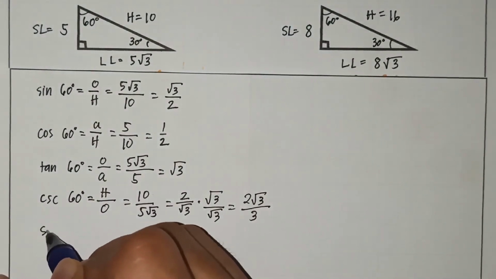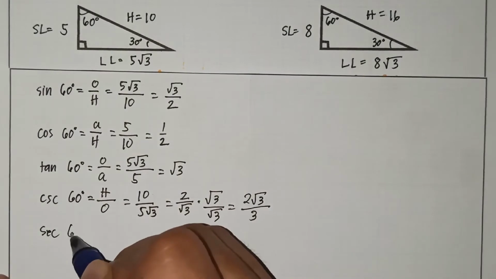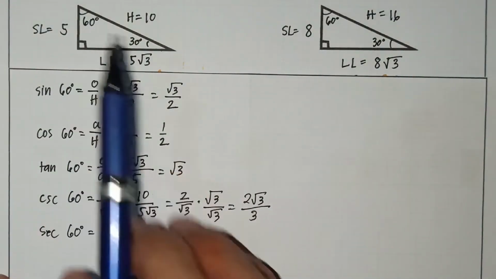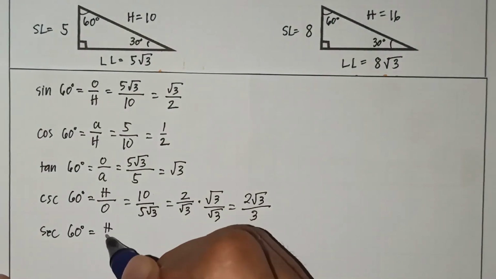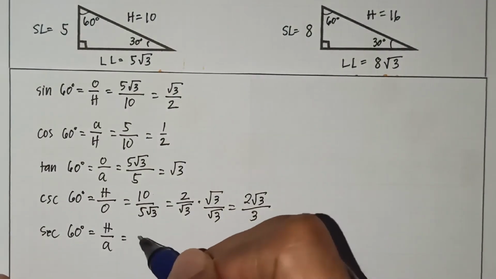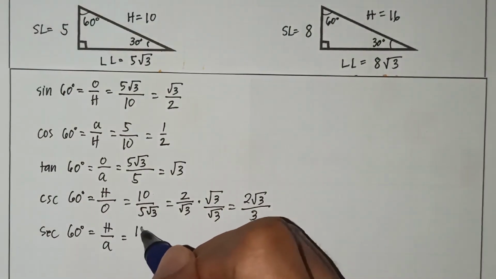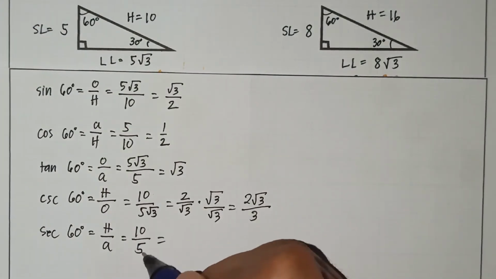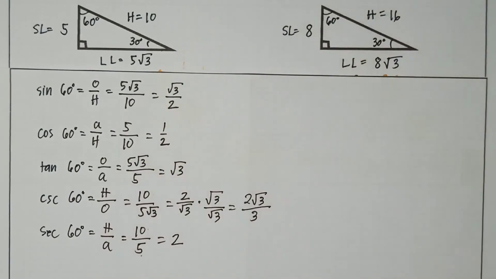For the secant 60 degrees, that is hypotenuse over adjacent. The hypotenuse again is 10 and the adjacent is 5. So the answer here is 10 divided by 5 is 2.